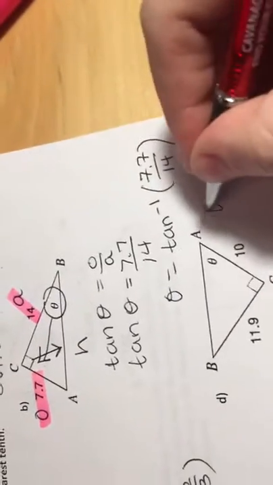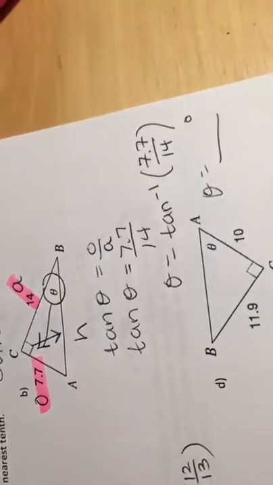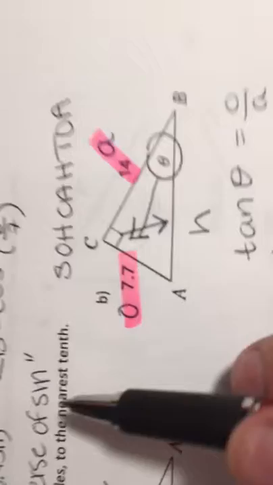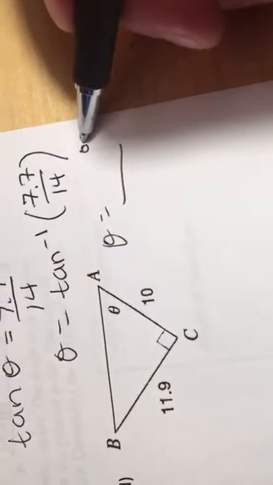Okay, and remember you're looking for an angle, right? So your answer should be a number, to the nearest tenth, depending on what the question asks. And don't forget your little degree symbol, right? Because you're working with angles.